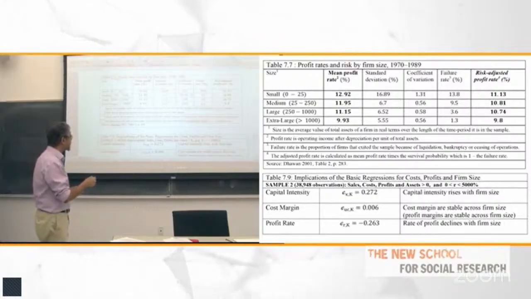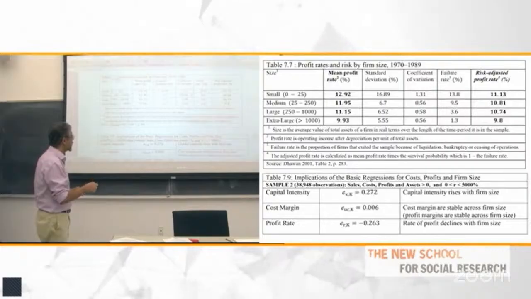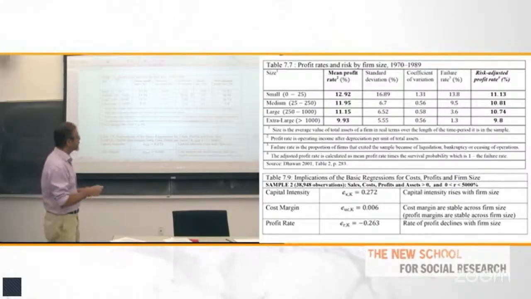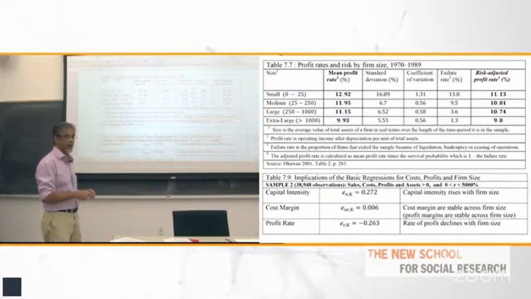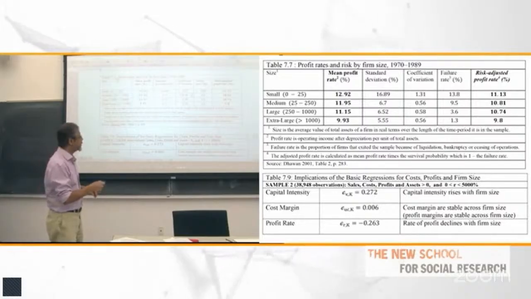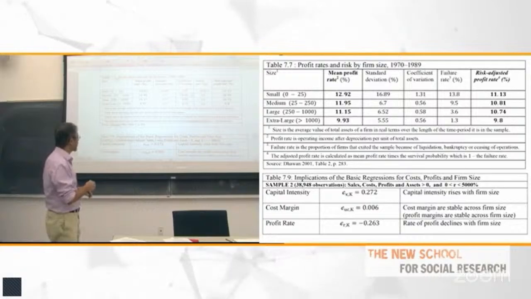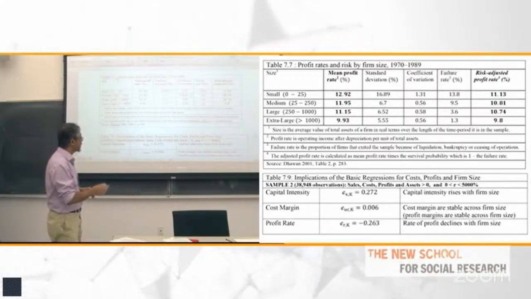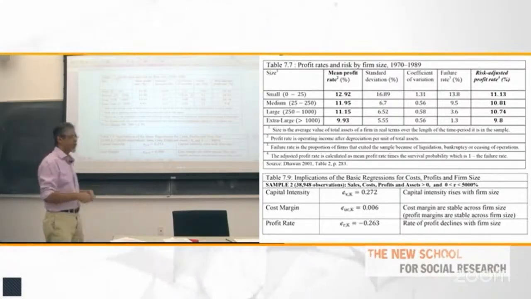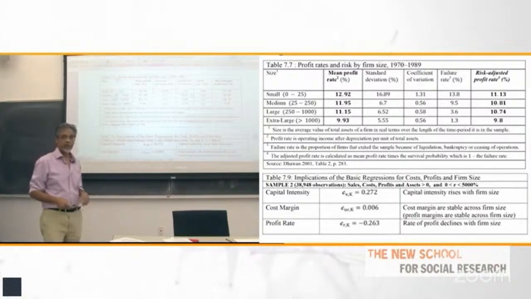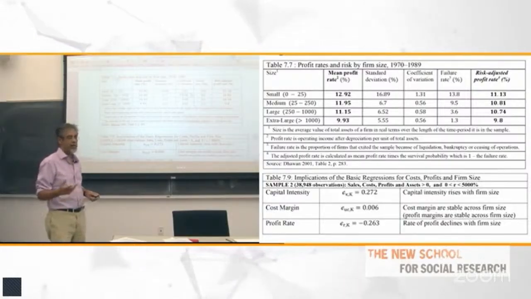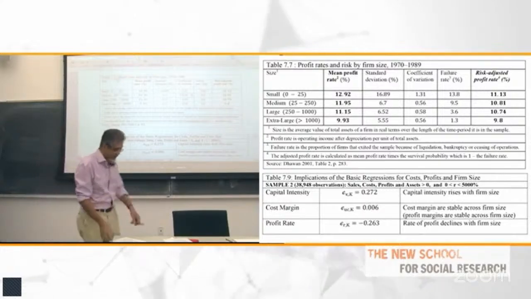The variation of profit rates goes down also. The coefficient of variation goes down. And what's striking is the failure rate goes down sharply. So if you adjust profit rates for risk using the failure rate, the probability of failure, the adjusted profit rate is calculated as the mean profit rate times 1 minus the failure rate, which is the survival probability, and you get profit rate differentials that are much more modest, roughly on the order of 10 to 11%. That's another way of saying that the lower profit rates of big firms are compensated by their higher survival. Okay, so this is a kind of result that is perfectly consistent with the theory of real competition.